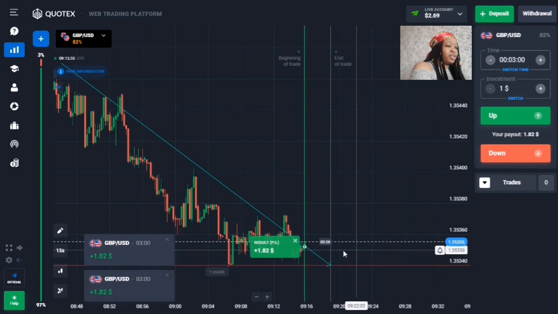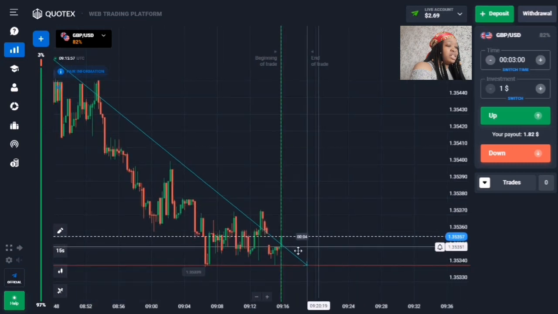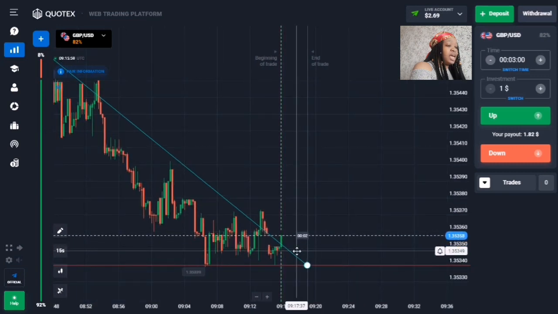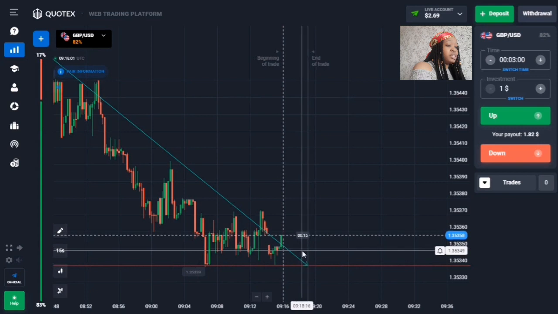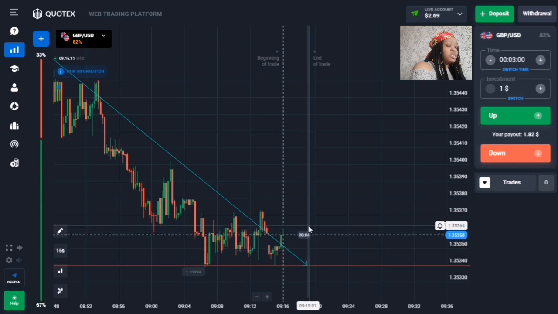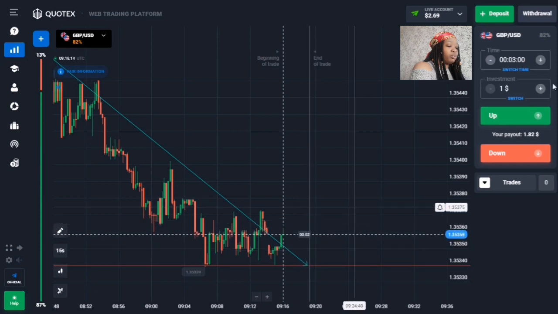Well, it's awesome. The price kept on moving down and it has brought me my profit. And I notice here now that the support level hasn't been broken through and the price is moving in this price range. So I think I'm going to enter my next trade here with a decrease for 3 minutes, expecting the level to be broken through.